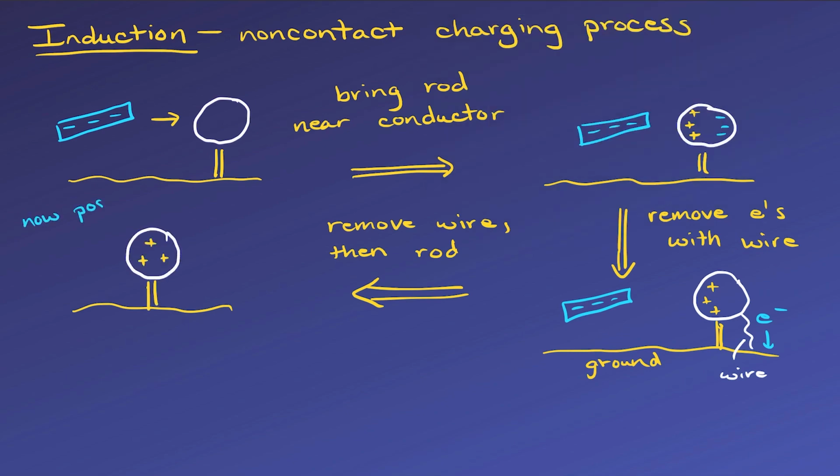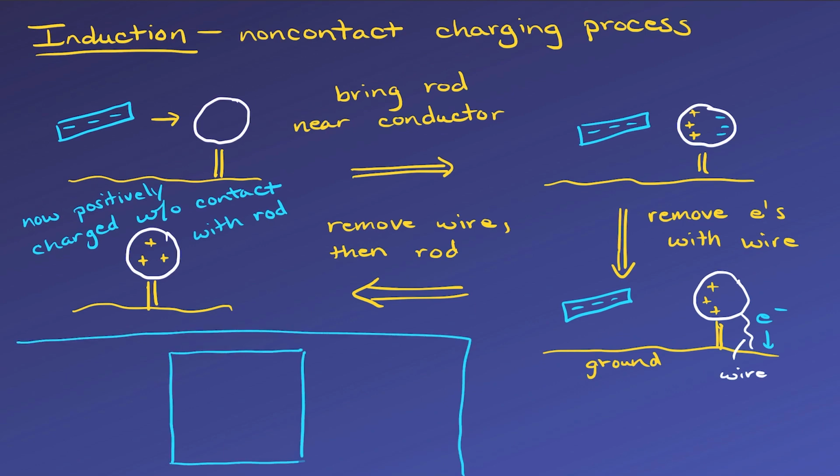Before we connect the wire, the conductor was negatively charged on one side and positively charged on the other side. And in this state, we say it's polarized because it has a positive pole on one end and a negative pole on the other end. We can also polarize insulators.